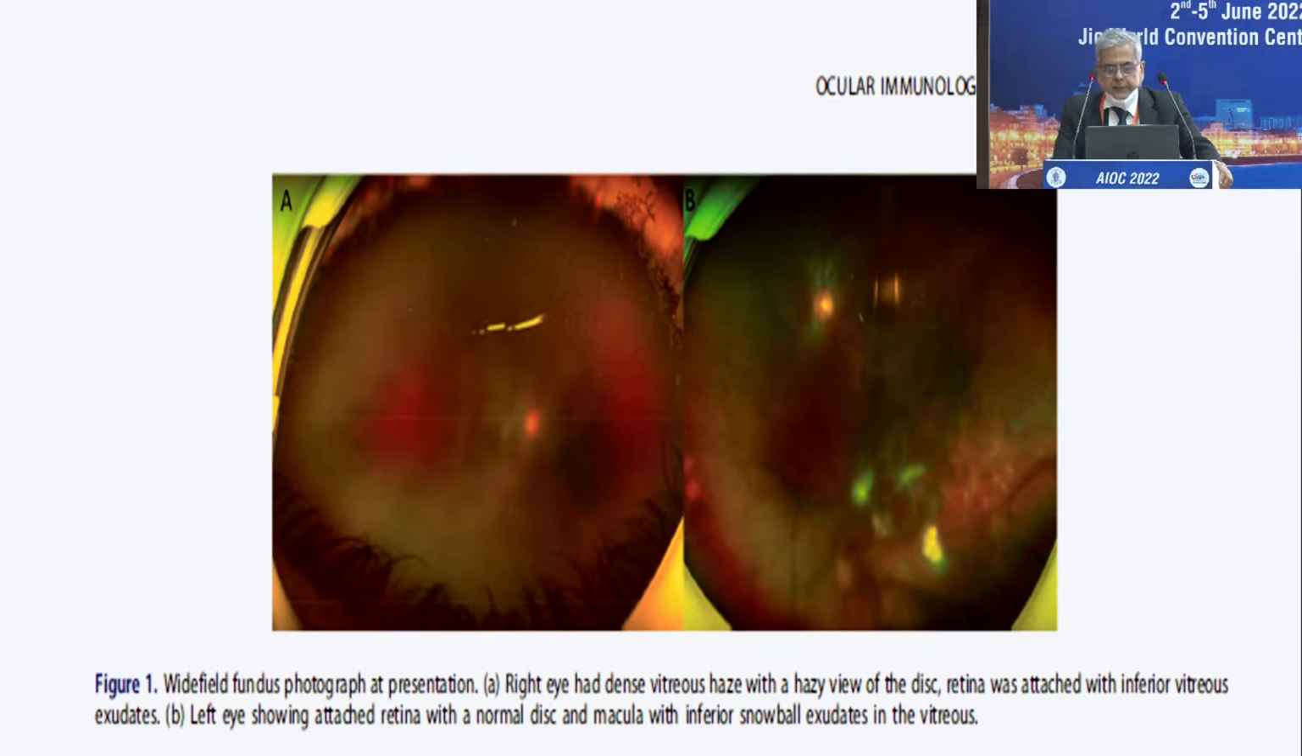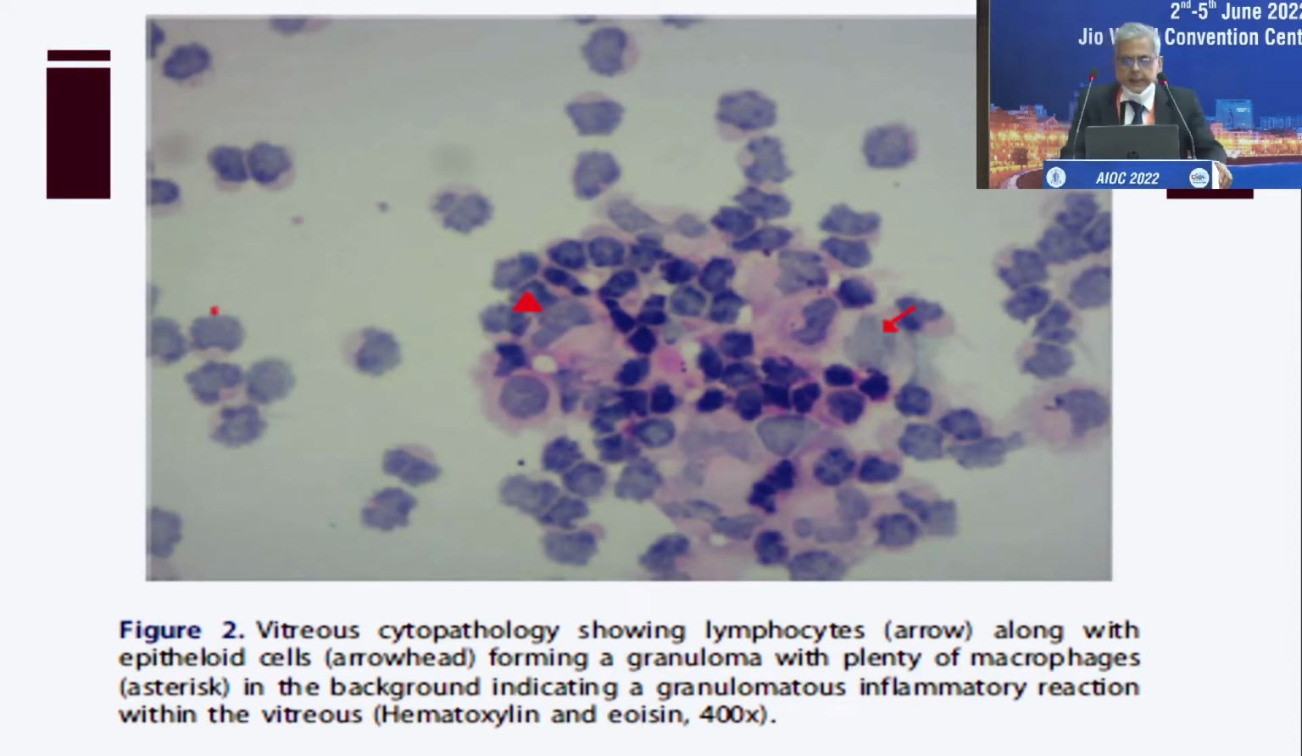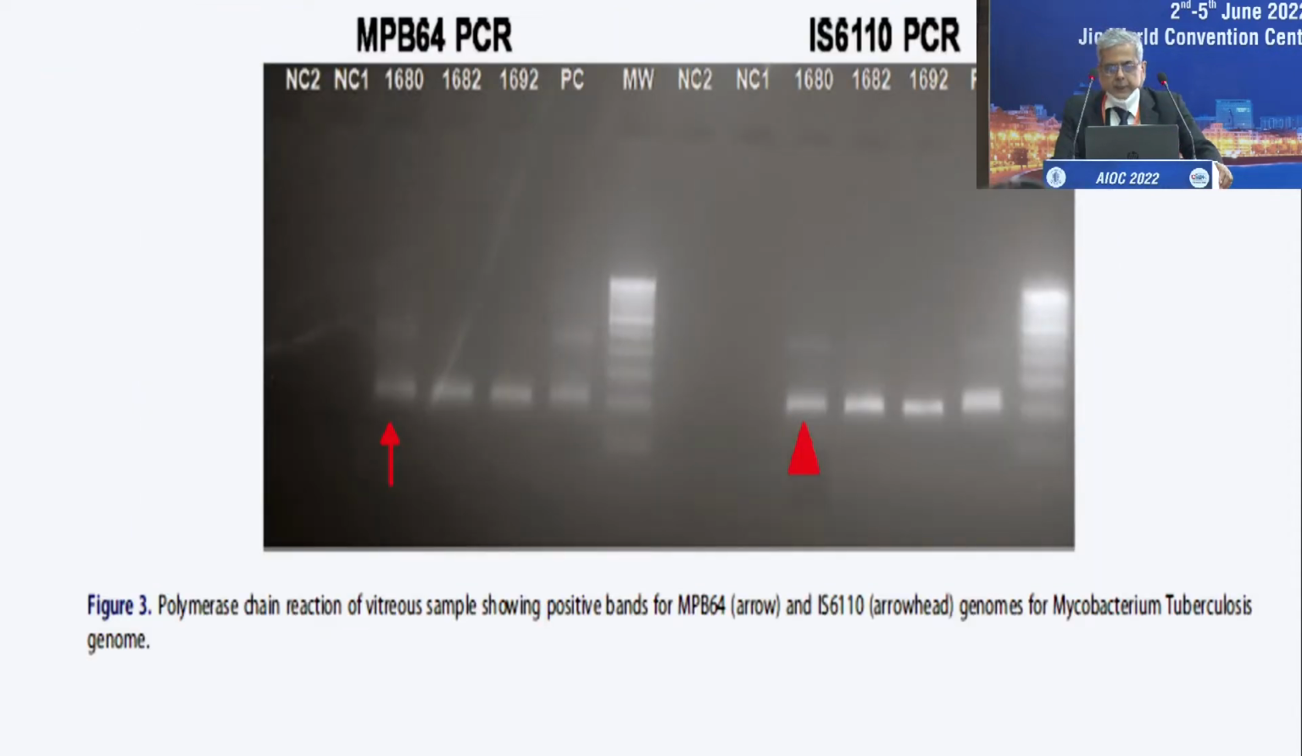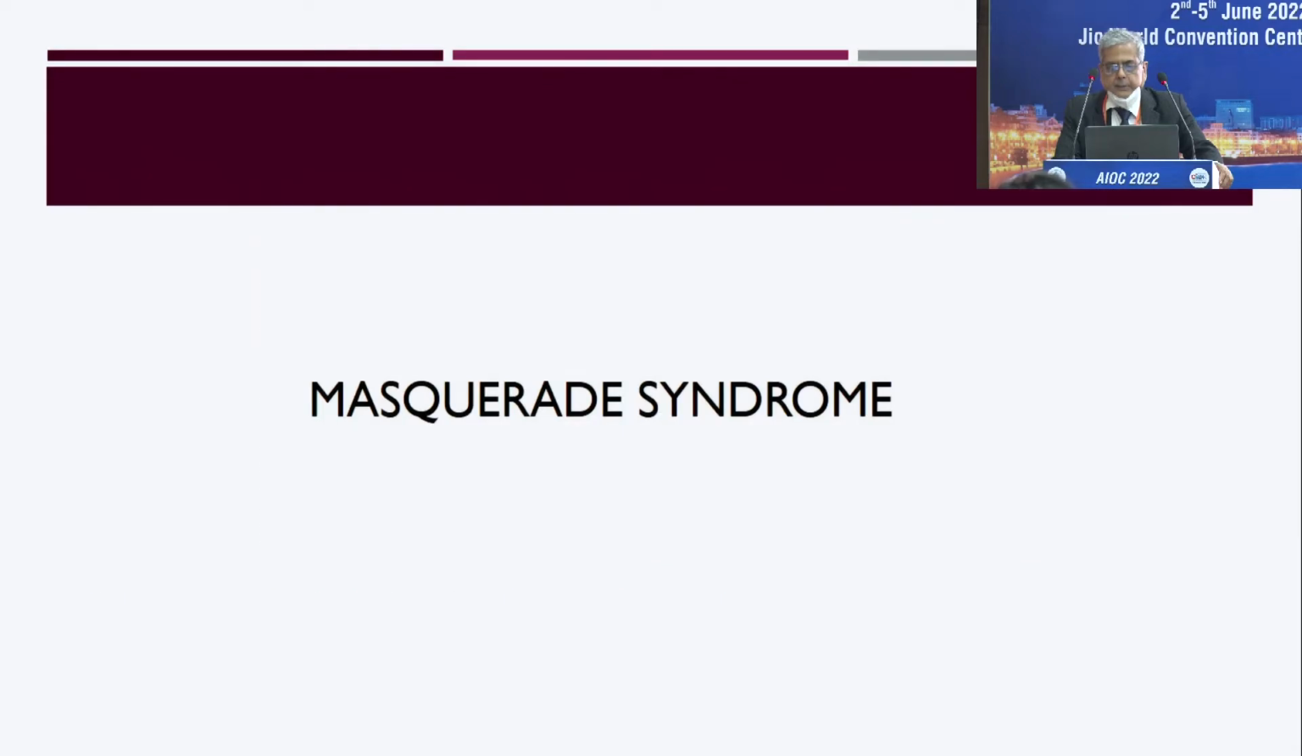Diagnostic and therapeutic vitrectomy was done, and it showed a large amount of lymphocytes along with epithelioid cells forming granuloma in the vitreous cavity. So what we saw as a snowball turned out to be a granuloma in the vitreous cavity. PCR was positive for Mycobacterium tuberculosis DNA, both MPB64 and IS6110.